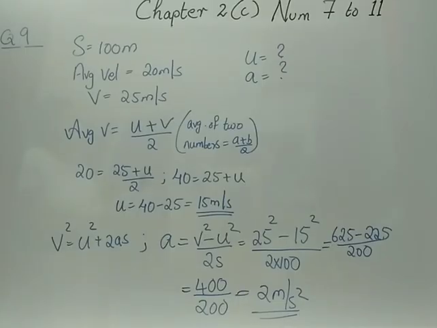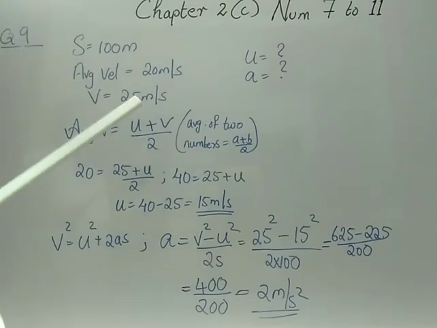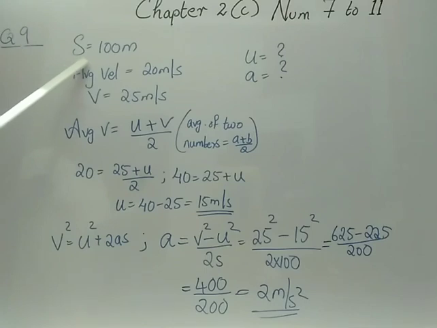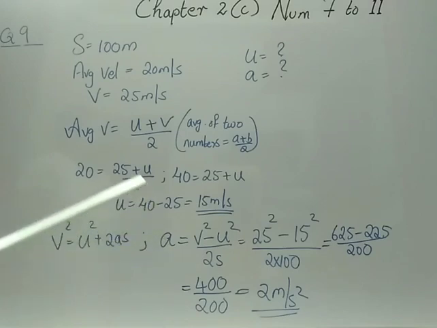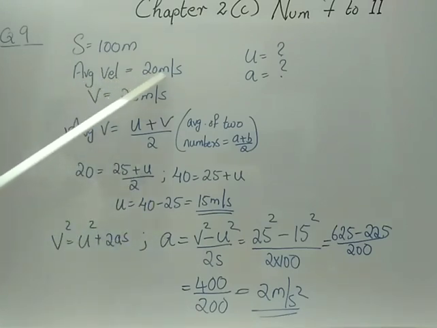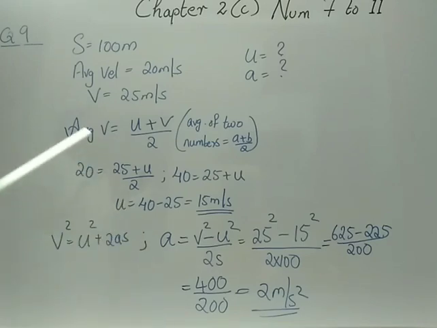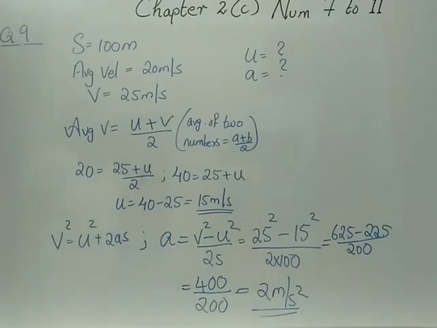Okay. Next, question number 9. A car travels a distance of 100 meter. Distance, it is not speed. Actually here distance is denoted by s. S is equal to 100 meter, with a constant acceleration and an average velocity of 20 meter per second. Average velocity is given as 20 meter per second. The final velocity acquired by the car is 25 meter per second. Final velocity v is given as 25 meter per second. Calculate the initial velocity and acceleration.